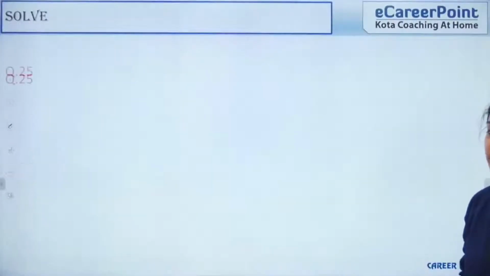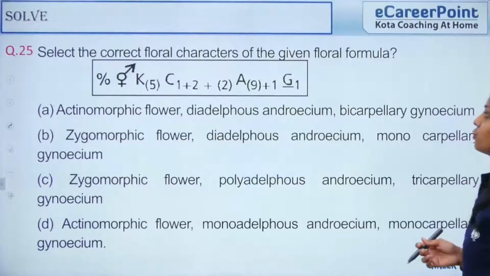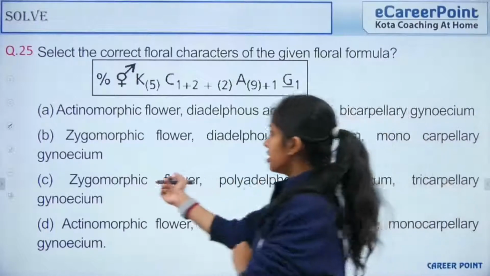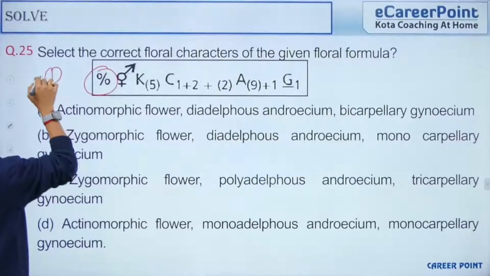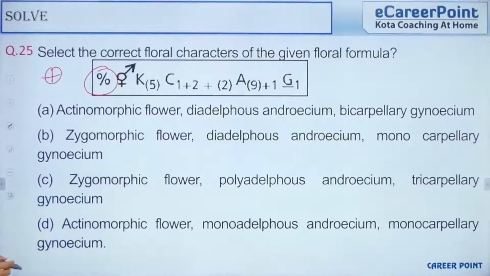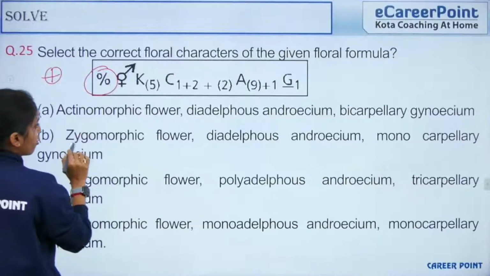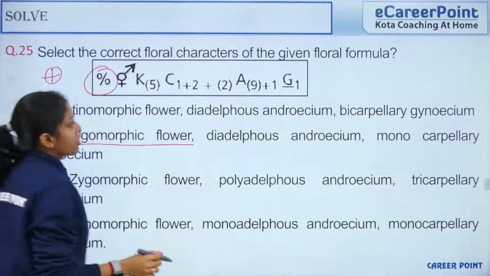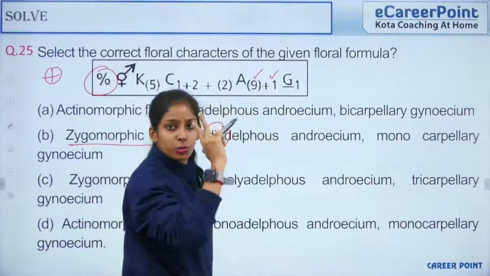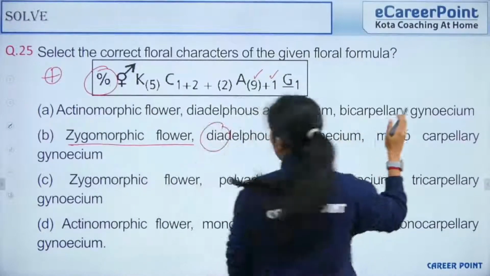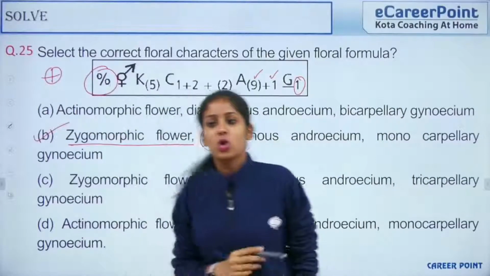So the last question of the evening, question number 25. Select the correct floral characters of the given floral formula. So this talks about symmetry. Right? So you have two types of symmetry. This is actinomorphic symmetry. This represents zygomorphic symmetry. Okay, zygomorphic symmetry is here. Then they are talking about diadelphous androecium. Yes, androecium is in two bundles and monocarpellary gynoecium. So the gynoecium is only one. So the right answer is option B.